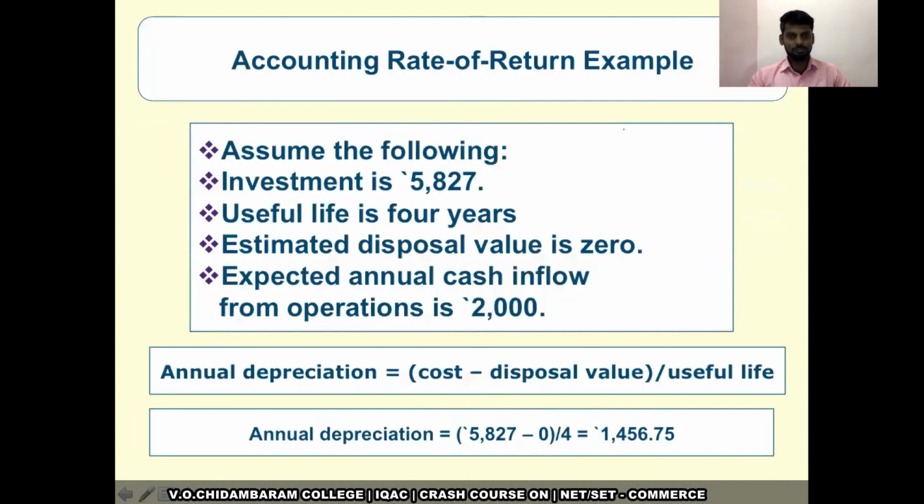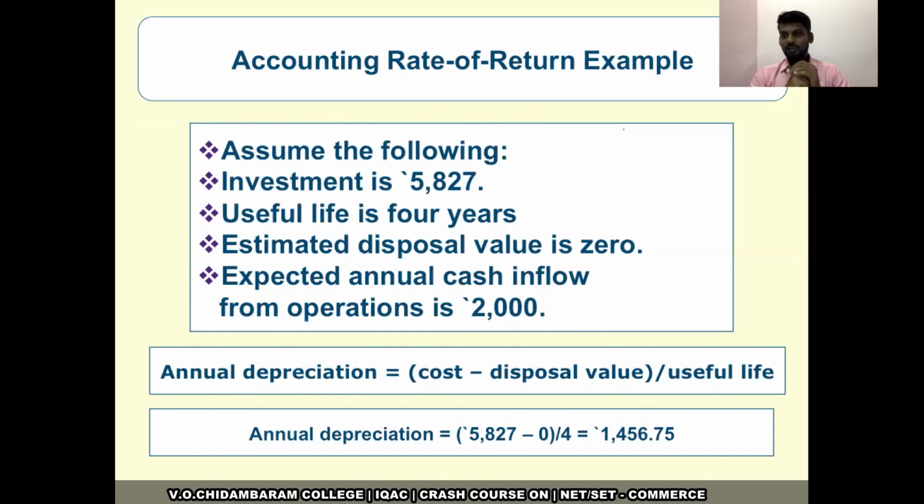Now accounting rate of return, simple as that. Assume the following: investment is the same amount, useful life is the same, 4 years, and estimated disposal value is 0. What is disposal value? The final value of an asset. To calculate depreciation you use this formula.